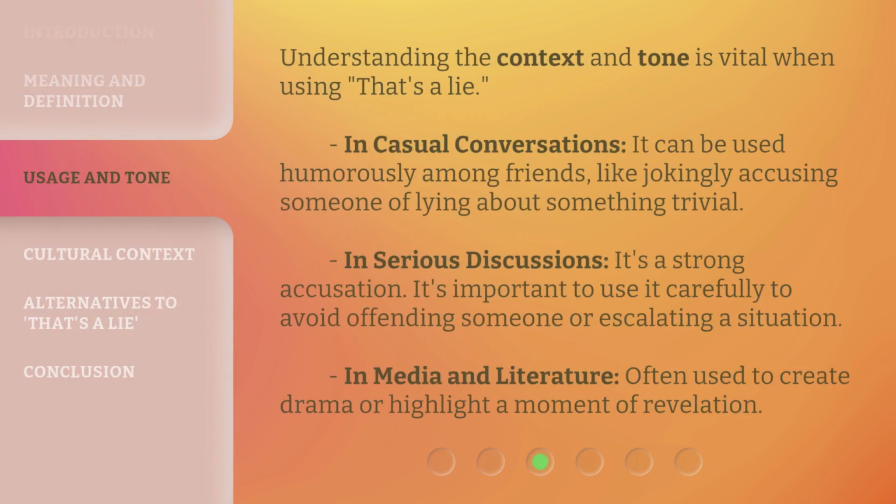Understanding the context and tone is vital when using "that's a lie." In casual conversations, it can be used humorously among friends, like jokingly accusing someone of lying about something trivial. In serious discussions, it's a strong accusation. It's important to use it carefully to avoid offending someone or escalating a situation. In media and literature, it's often used to create drama or highlight a moment of revelation.